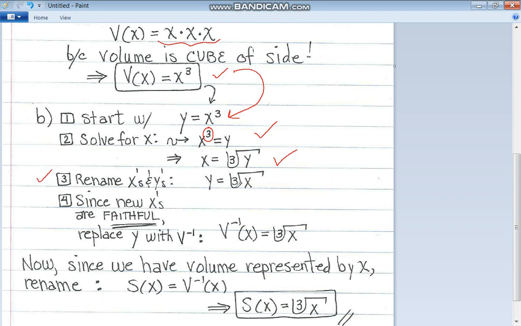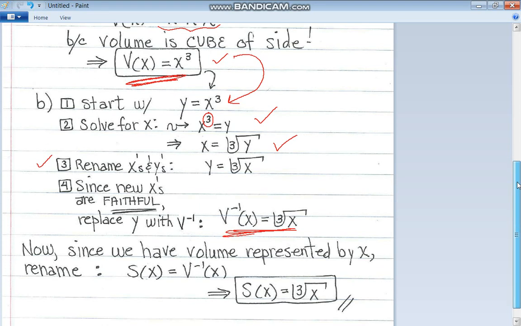And since the x's are faithful, wait a minute, how do we know that? Well, just look at it. Anytime you plug an x in here, you're going to take the cube root, not plus or minus the cube root, just the cube root. You're going to get one answer for y for every single x that you put in there. Okay, so the x's are faithful in this new function, so we can replace y with its fancy function clothes. Well, the original function we started with up here was called v of x, so the fancy function clothes will be v inverse of x.